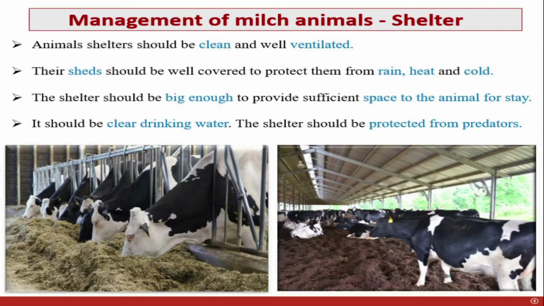If you are going to maintain cattle, all these characteristics should be followed. Animal shelter should be clean and well ventilated. The shed should be covered to protect them from rain, heat, and cold. These are all natural factors we should keep away. The shelter should be very big, why? To provide sufficient space for the animals to stay. There should be clear drinking water, whenever needed. The shelter should be protected from predators.